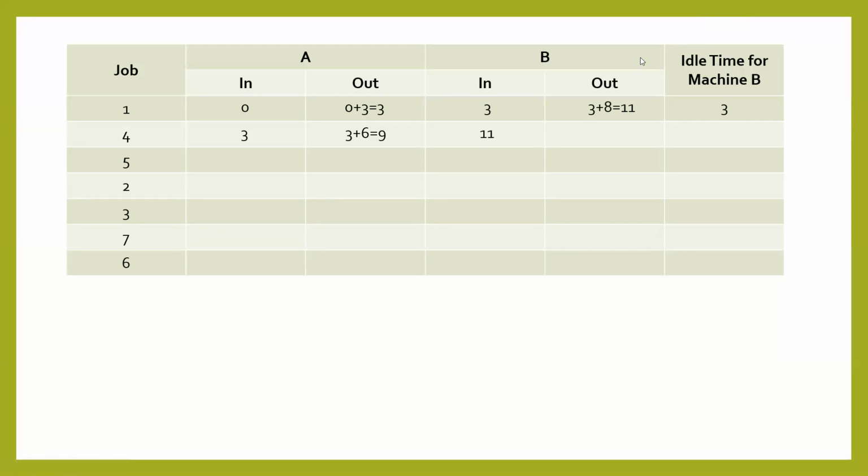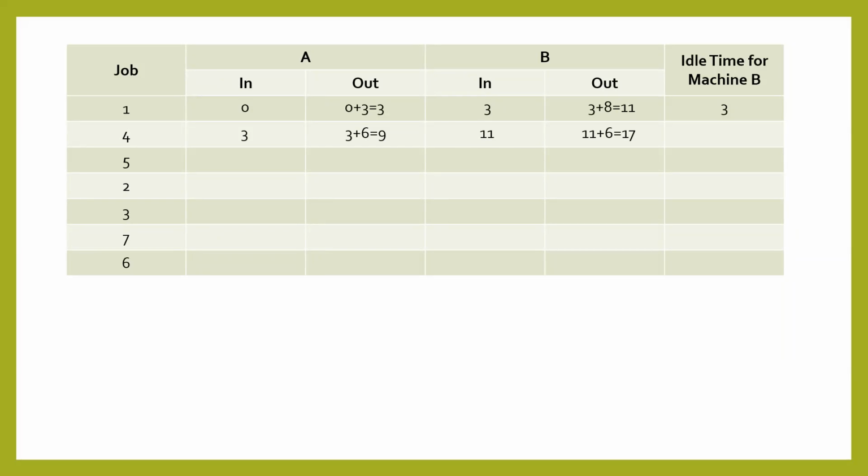I hope I make sense. Okay, if you have doubt, you can ask me. Right? Then the processing time for job 4 on machine B is again 6. So 11 plus 6 will give me the next value. That will give me 17. Okay. What about the idle time for machine B here?